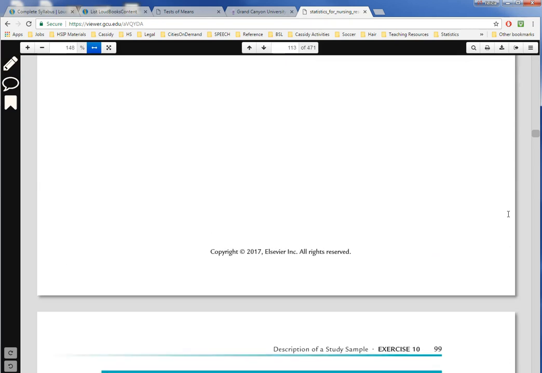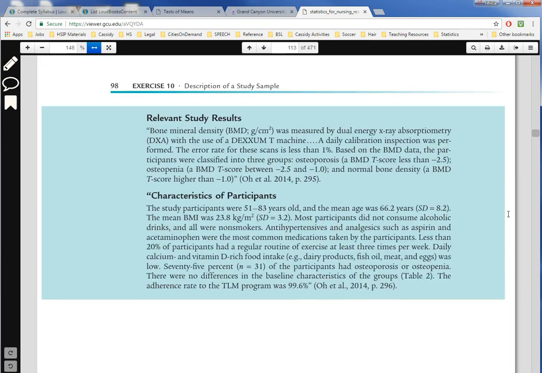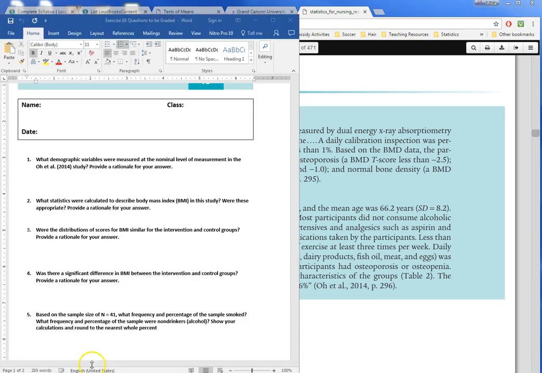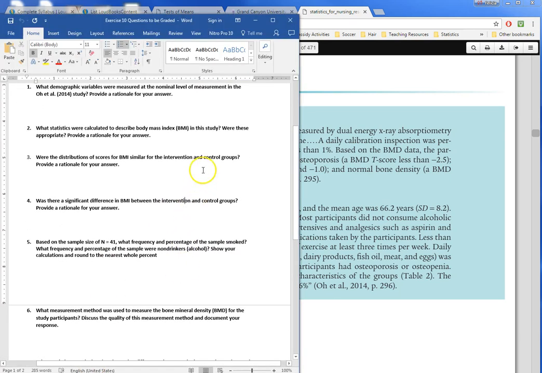Then look through the rest of this information and see if there's any other information being reported for the body mass index. We would typically have a standard deviation or some other measure to tell us about the variability also being reported. So number 2, and this one also wanted you to answer, were these appropriate? That's just your opinion. Do you think that they needed to give more information, or does that give a good idea of what the statistic looked like?